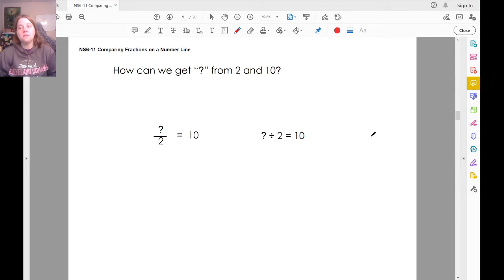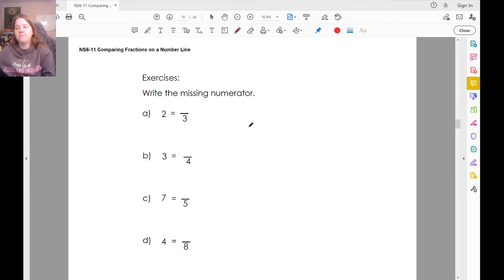So how would we get the question mark in here from 2 and from 10? So if I have 10 wholes that are cut into halves, what's 10 times 2? 10 times 2 is 20. So let's check our answer. What's 20 divided by 2? 20 divided by 2 is 10. Awesome. So what divided by 2 is 10? 20 divided by 2 is 10. You go ahead, fill this out. When you come back, we'll talk about it.